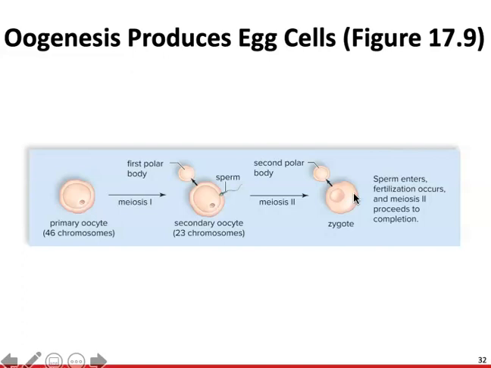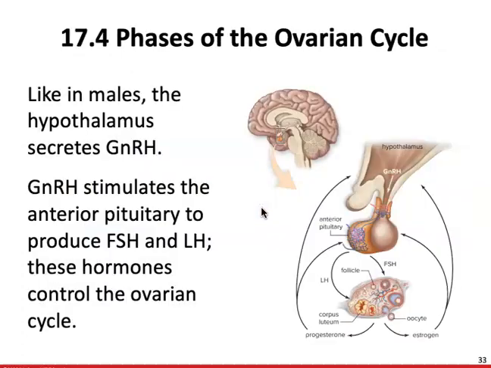So, like I said, there are quite a few steps in oogenesis. That primary oocyte is going to undergo meiosis I. Secondary oocyte will undergo meiosis II if it reaches fertilization. Like I said, we'll talk about oogenesis quite a bit in a later chapter, so I just kind of want to familiarize you with the concepts so that way you recognize it when you see it again.